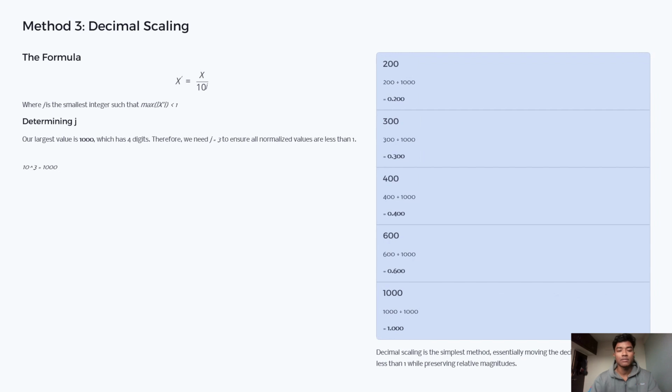Third method, decimal scaling results. After dividing by 1000, we get 200 as 0.2, 300 as 0.3, 400 as 0.4, 600 as 0.6, and 1000 as 1. This method is easy to perform and great for quick pre-processing.